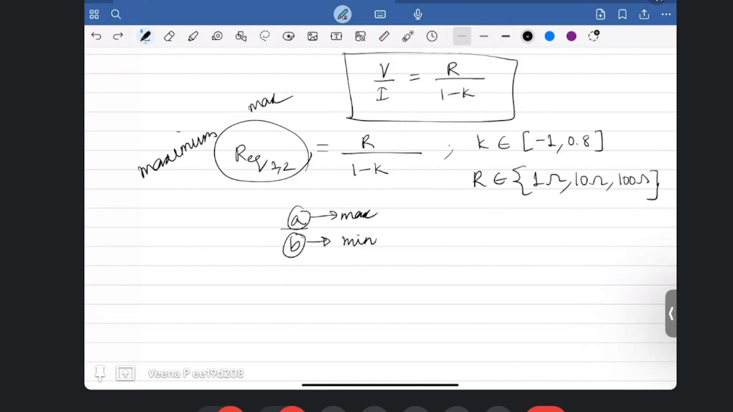You can substitute and see. 1 minus lowest value of K, which is -1, is 2. 1 minus highest value of K is 0.2. So 1 minus K is minimum when K is having the maximum value. So the value which results in maximum equivalent resistance for K is 0.8. So K is equal to 0.8 and R is equal to 100 ohm is the answer. So which is option A. Is this clear? Is there any doubt?